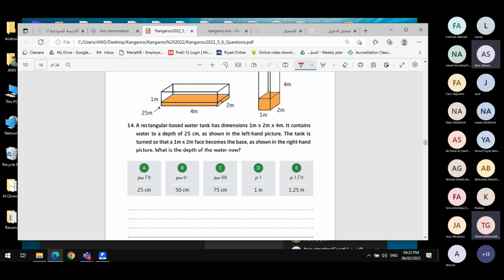So 2 times 4 times 25. Not 25, we're going to say 0.25 meter. This one is wrong. They wanted to type 25 centimeter, not meter. So from centimeter to meter, we are going to divide by 100. In other words, we are going to move the decimal point 2 units to the left.